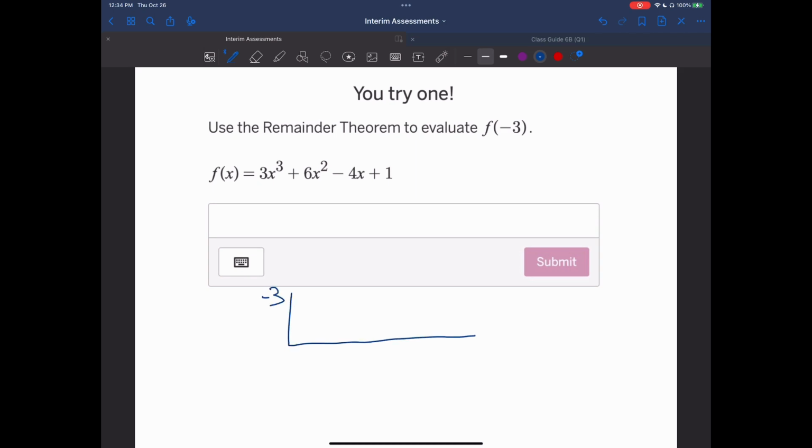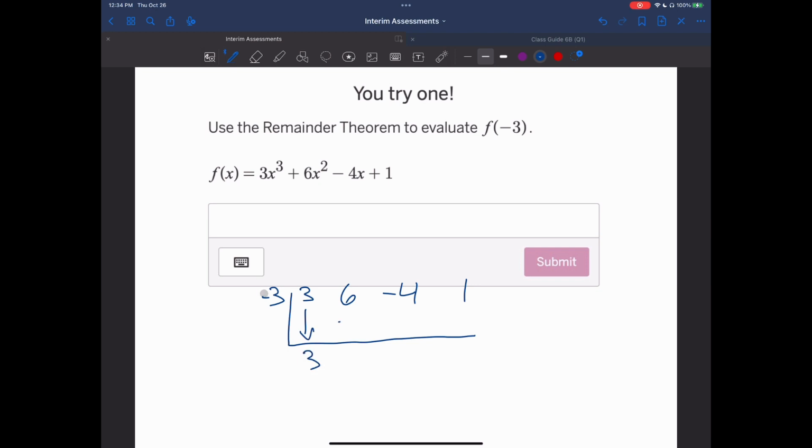Okay, I'm going to put a -3 out here. I'm going to check for placeholders. I have an x to the third, an x squared, an x, and regular numbers, so we don't have to put zeros anywhere. So I'm going to jot all these down. 3, 6, -4, 1. All right, I'm going to bring down my 3.